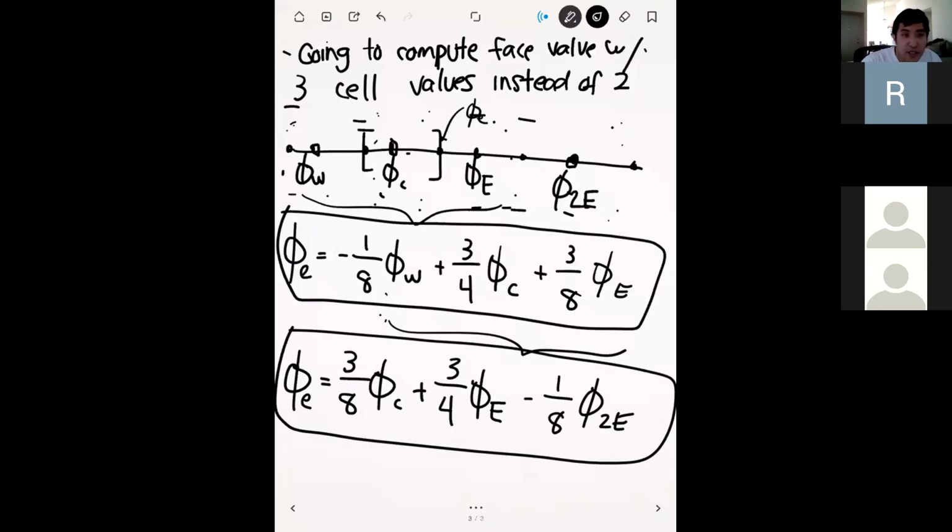So then the question is, how do we choose which one we are going to use? Because both of them are valid. They're both 3-cell approximations for the same value. They both approximate this phi sub little e right here, and they both work. So how do we choose one over the other? The way we're going to choose is it's going to depend on the direction of the convection velocity.